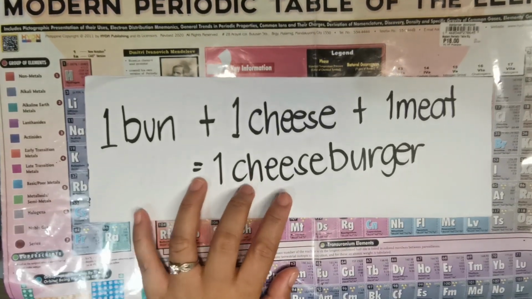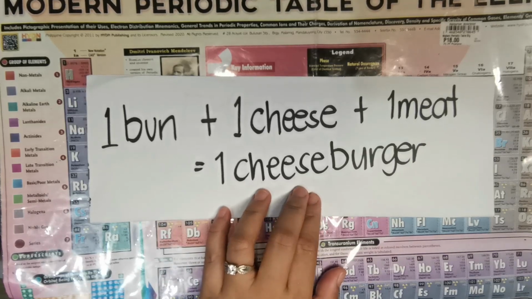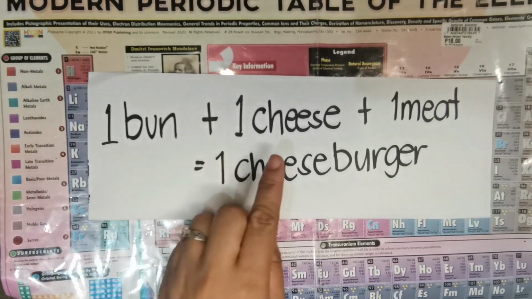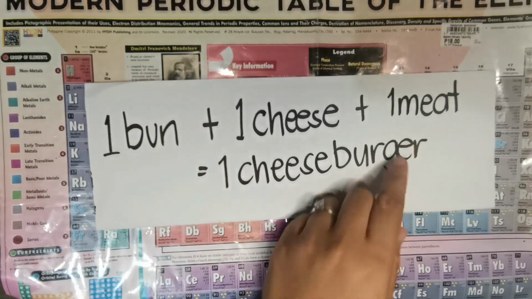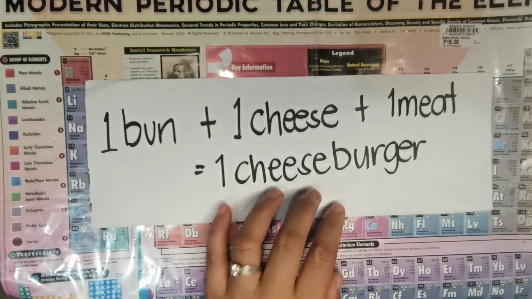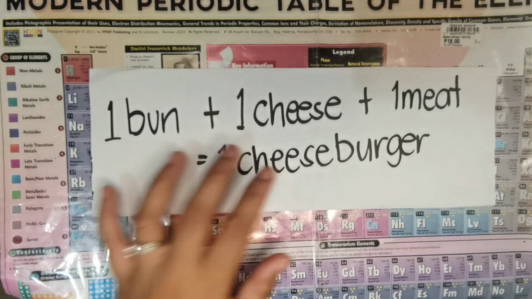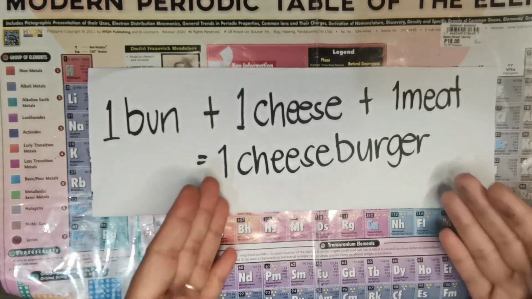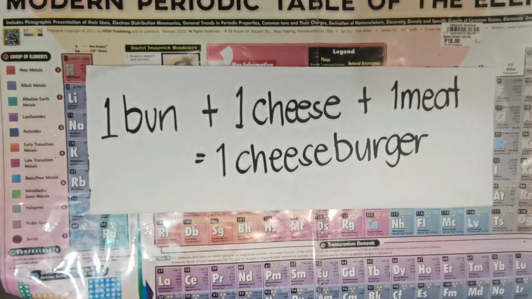For us to have one cheeseburger, kailangan natin magkaroon ng reactant na isang bun, isang cheese, and isang meat. And that gives us a product of one cheeseburger. So from this, let us give an example of this as an equation. For us to have one cheeseburger, ito yung kailangan natin: isang bun, isang cheese, at isang meat.